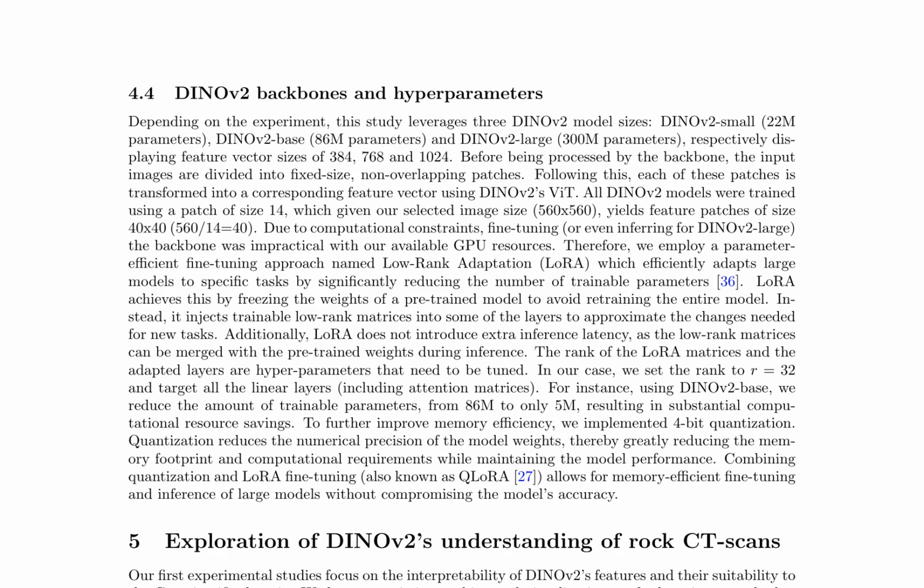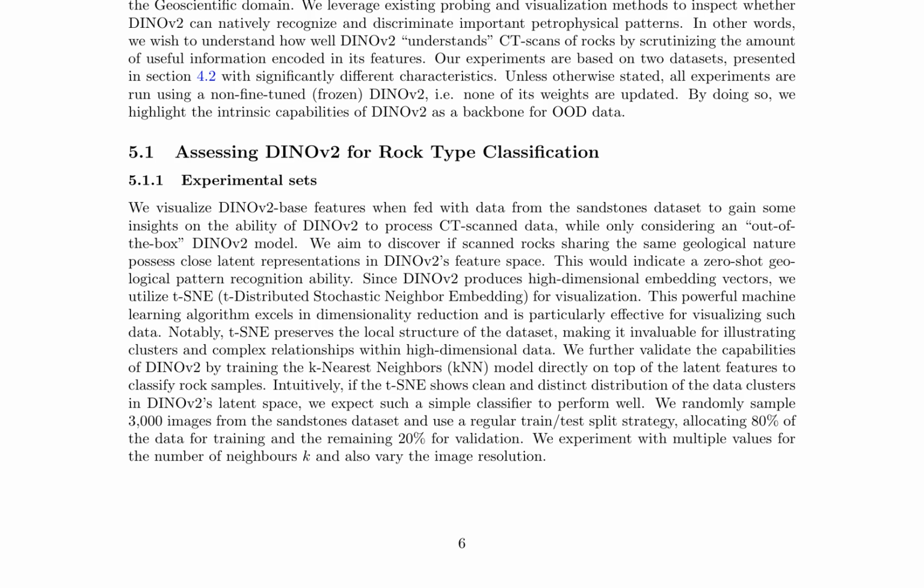In this study, the rank of the LoRA matrices is set to 32, and all linear layers, including attention matrices, are targeted. This approach reduces the number of trainable parameters, for instance, from 86M to 5M in DINOv2 base, resulting in substantial computational resource savings. Additionally, 4-bit quantization is implemented to further improve memory efficiency, reducing the numerical precision of the model weights and thereby greatly reducing the memory footprint and computational requirements while maintaining model performance.